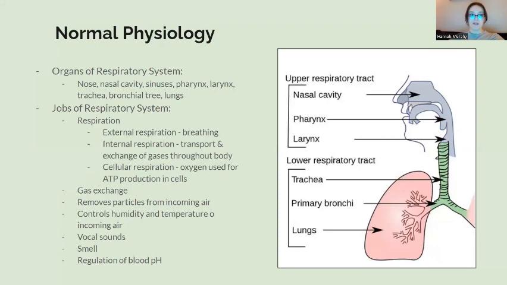So, the respiratory system is comprised of the nose, nasal cavity, sinuses, pharynx, larynx, trachea, the bronchial tree, and the lungs. And the purpose of the respiratory system is to carry out respiration.